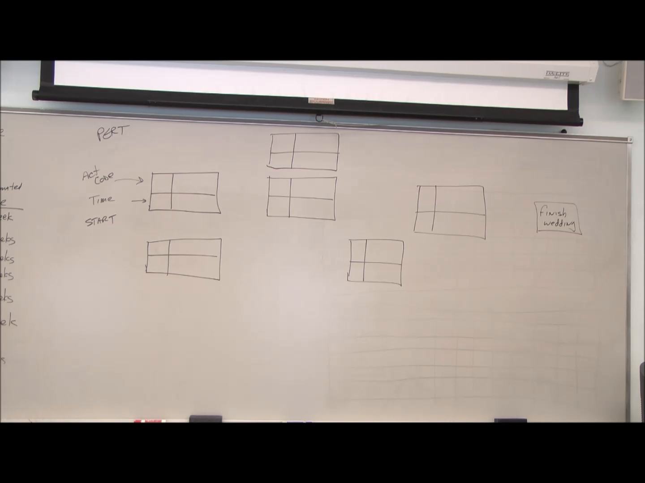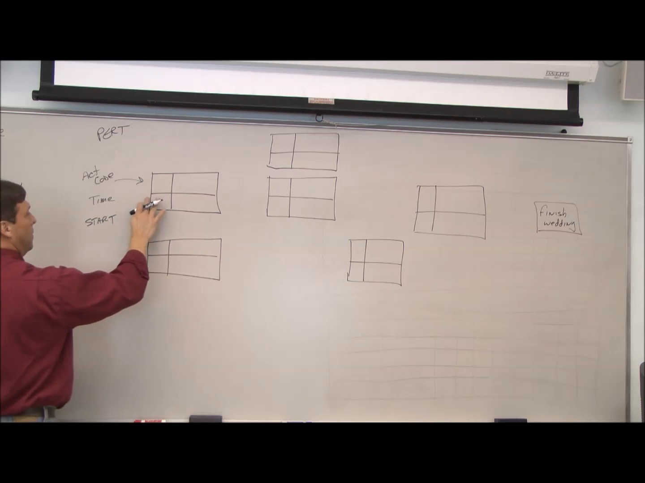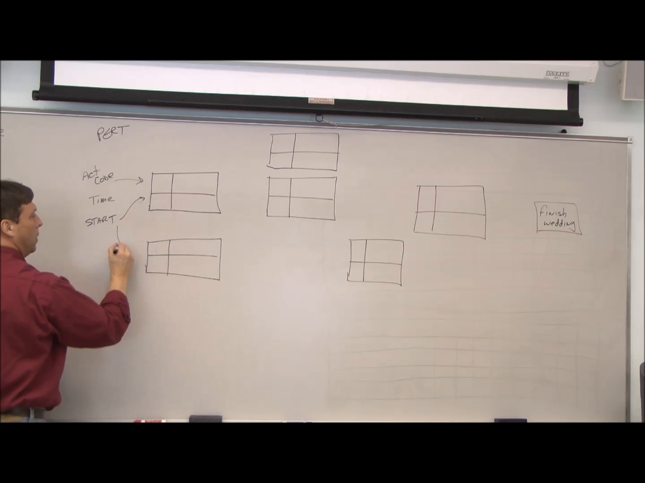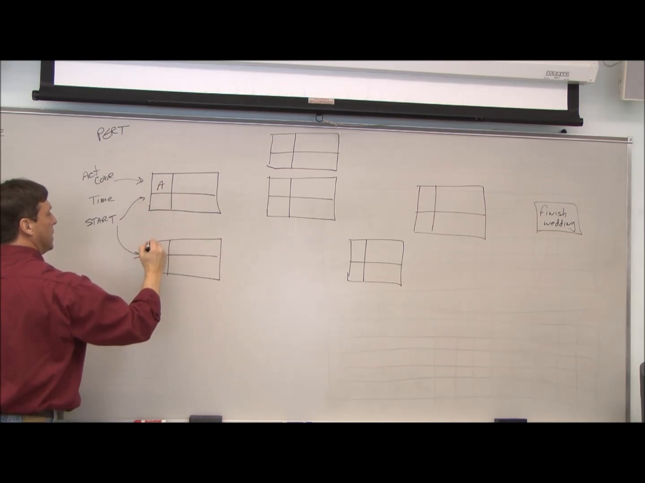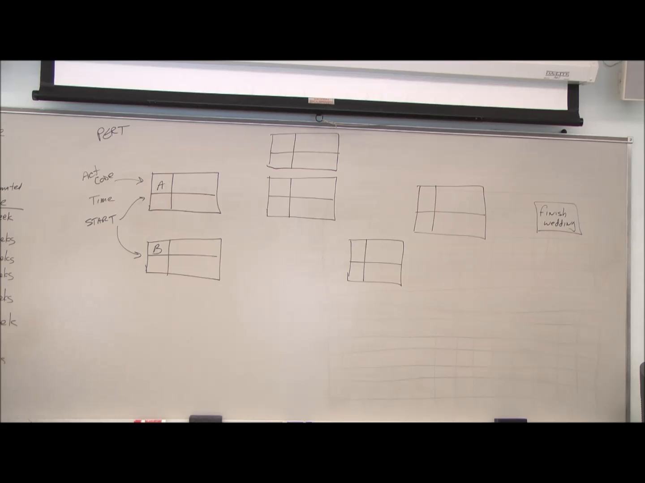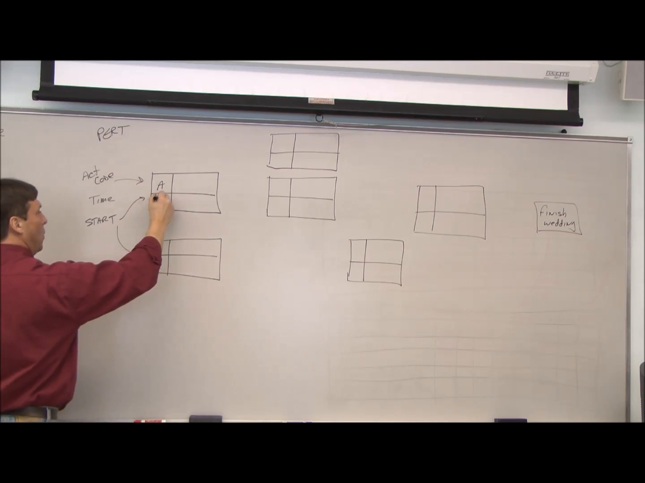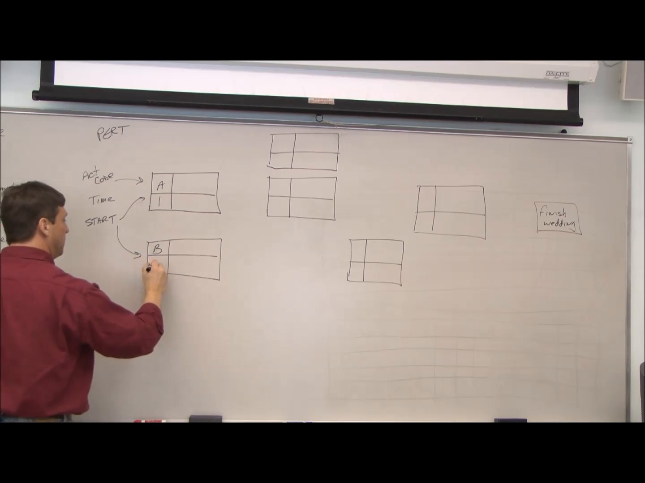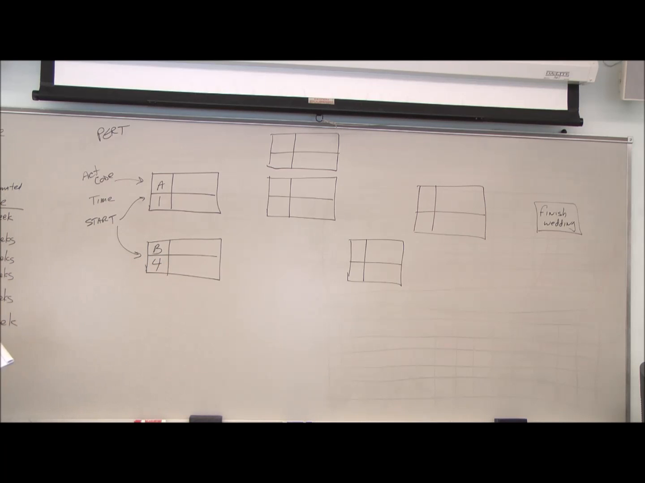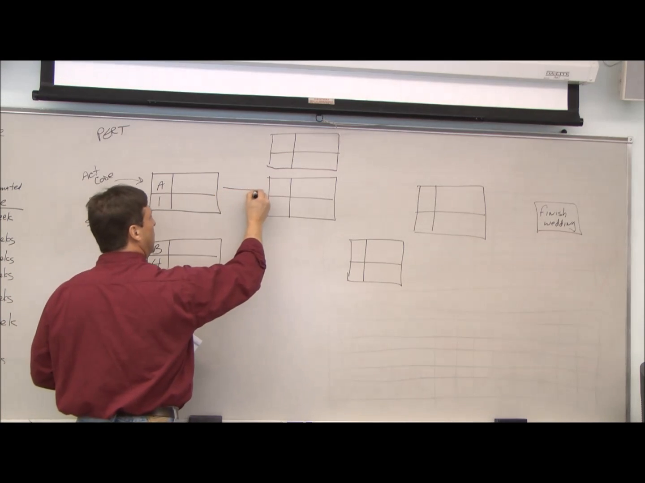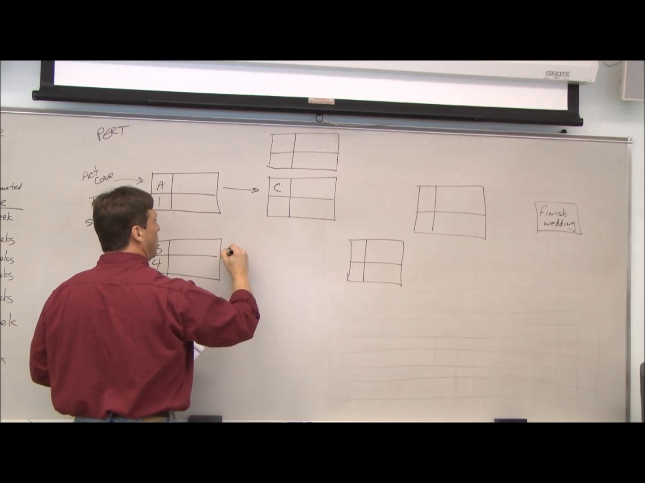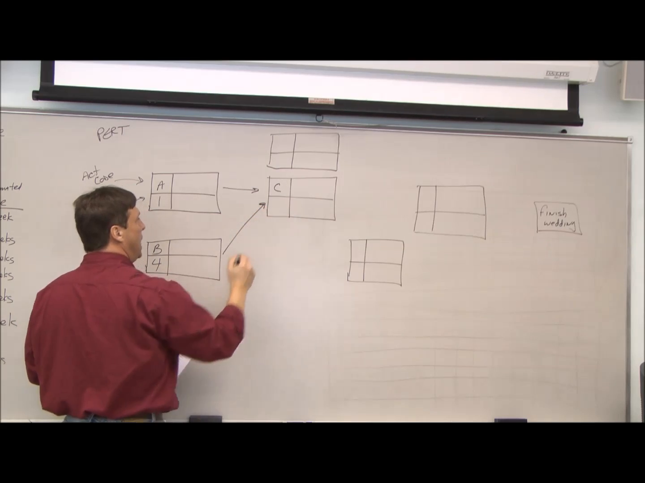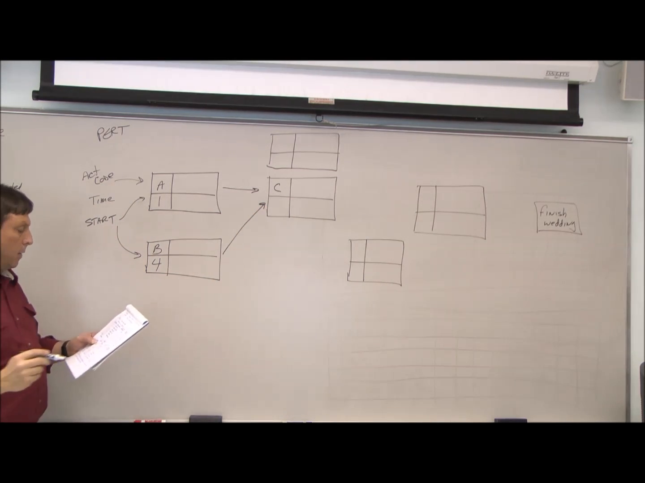So we saw that we could start A and B at the same time. So from our start, we can start activities A and B at the same time. Activity A had a time of 1 week. Activity B has a time of 4 weeks. All right, then we saw activity C comes off of both A and B, and that has 4 weeks.